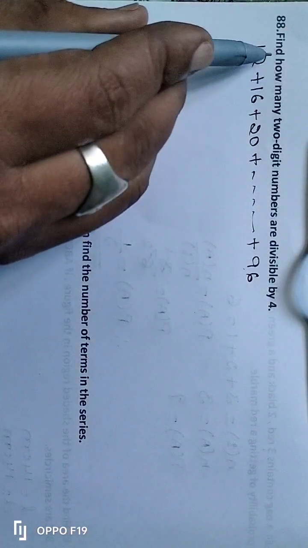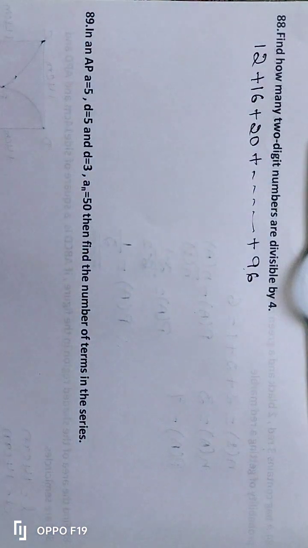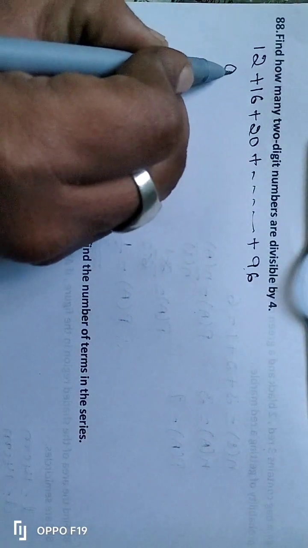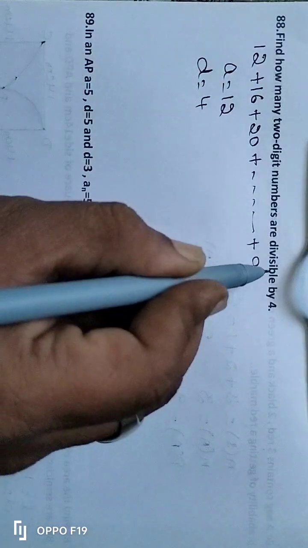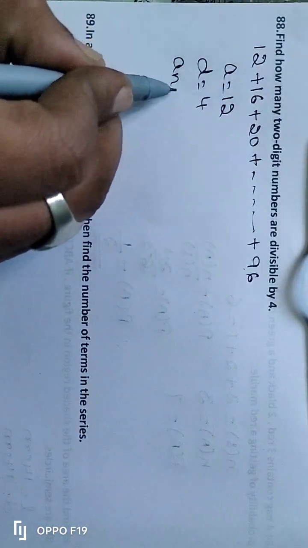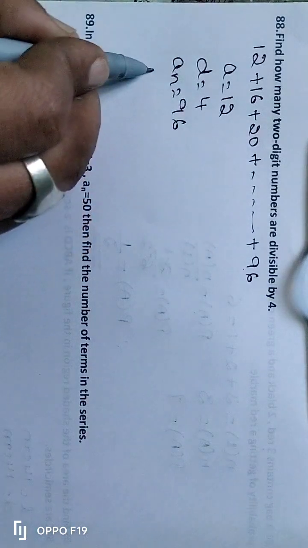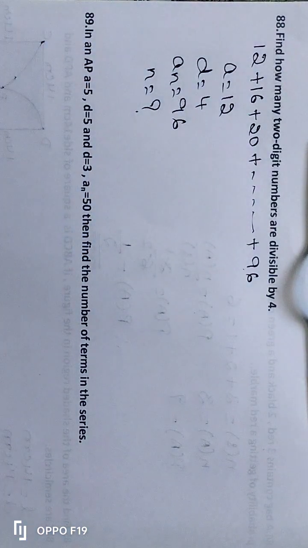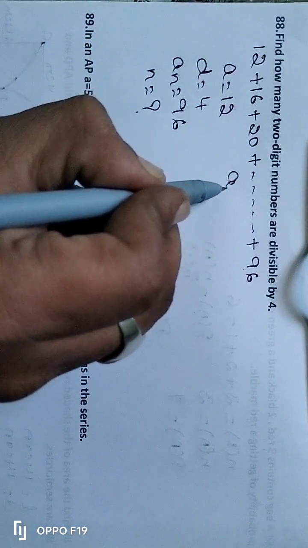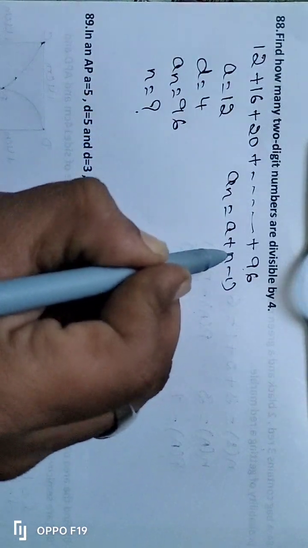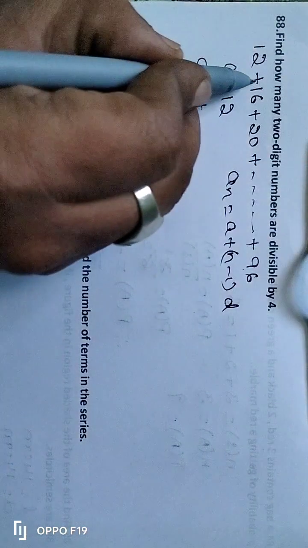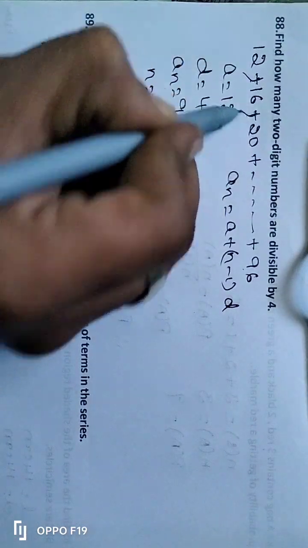Now let us find how many two-digit numbers there are, as he asked. So let us find out. a is equal to 12, d is equal to 4. What is the last term? an is equal to 96. Therefore, n is equal to question mark. So what is the formula for an? an is equal to a plus (n minus 1) into d.